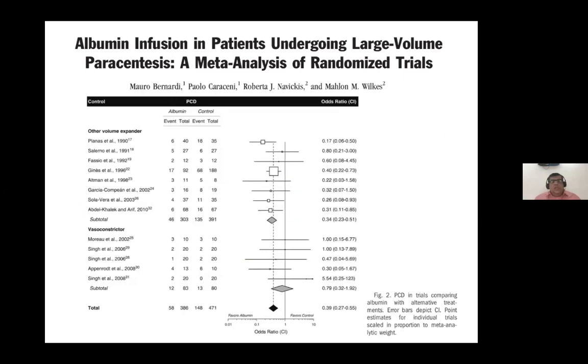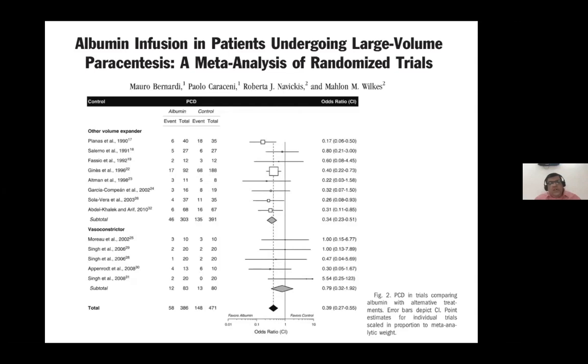Now, this was a meta-analysis of multiple trials, and as compared to all other volume expanders, albumin did much better, with an odds ratio of 0.34 and a 95% CI of 0.23 to 0.51. So very, very strong evidence in favor of albumin.